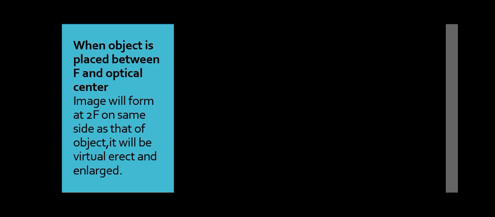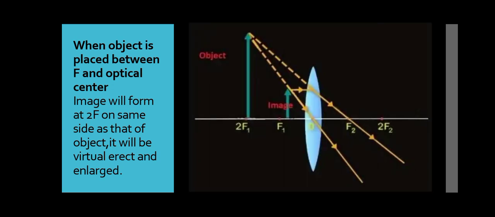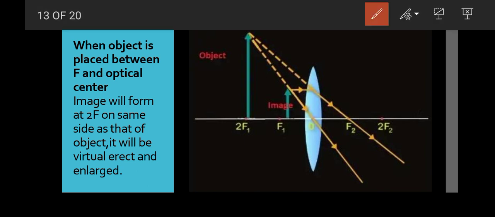Here is the last case. When object is placed between f and optical center, what will happen? Here we have taken the object to a point close to the lens like this. Here is the object, a light ray parallel to the principal axis after refraction passing from the principal focus. Another light ray passing from the optical center undeviated.